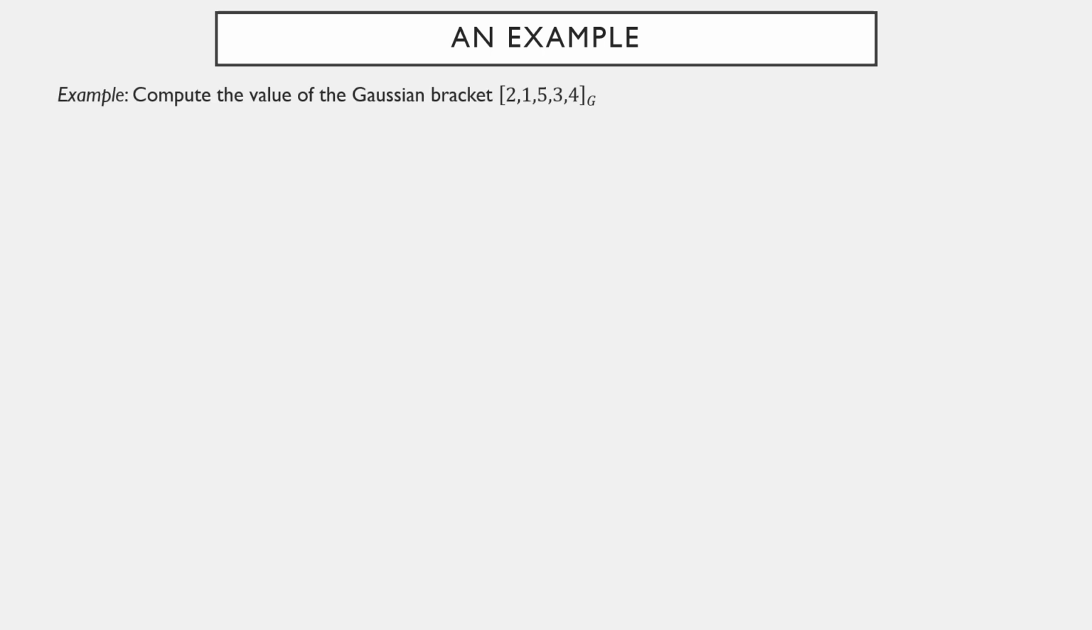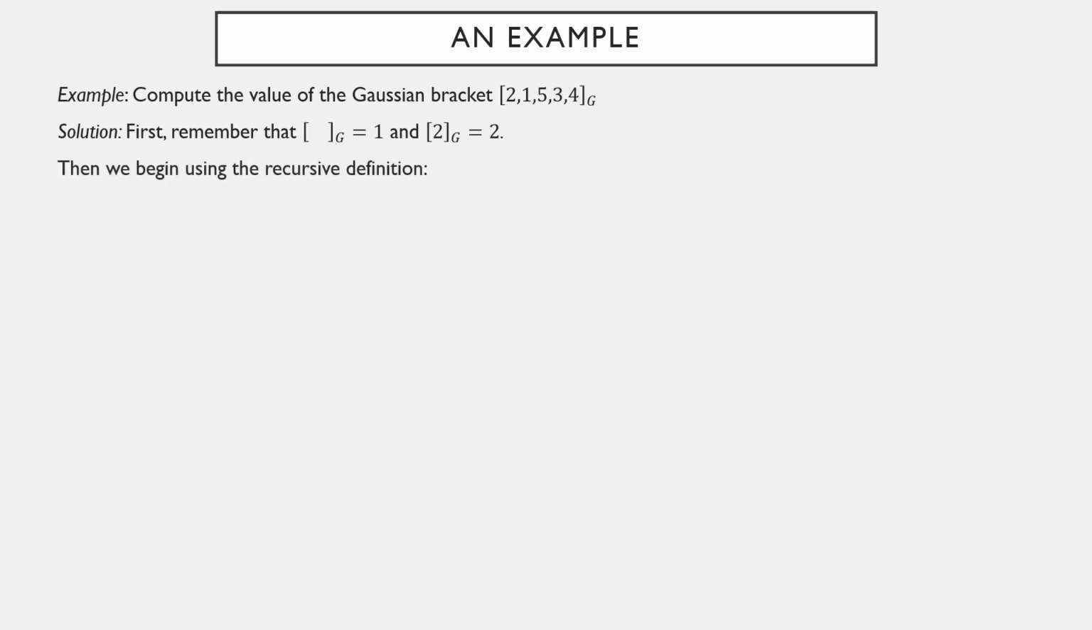Okay, so let's look at an example. Compute the value of the Gaussian bracket 2, 1, 5, 3, 4. So remember that the empty Gaussian bracket is presumed to have value 1, and if we just put the first number 2 in, that Gaussian bracket has value 2. From this point forward, we can begin using the recursive definition. So let's compute the value of 2, 1. What we do is we take the last number 1, we pull it out, and we multiply by the Gaussian bracket of everything up to that point. Then we add in the Gaussian bracket of everything cutting out the last 2 terms. And since we only had 2 terms, when we cut out 2 terms, that's empty. We already know the value of this Gaussian bracket is 2, and the value of this Gaussian bracket, the empty one, is defined to be 1. So we end up with a total value of 3.